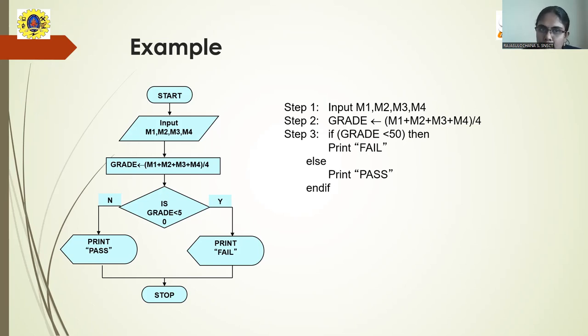Hope you understood how to draw a flowchart. So in the next session, we will discuss how to write a pseudocode for the given problem.